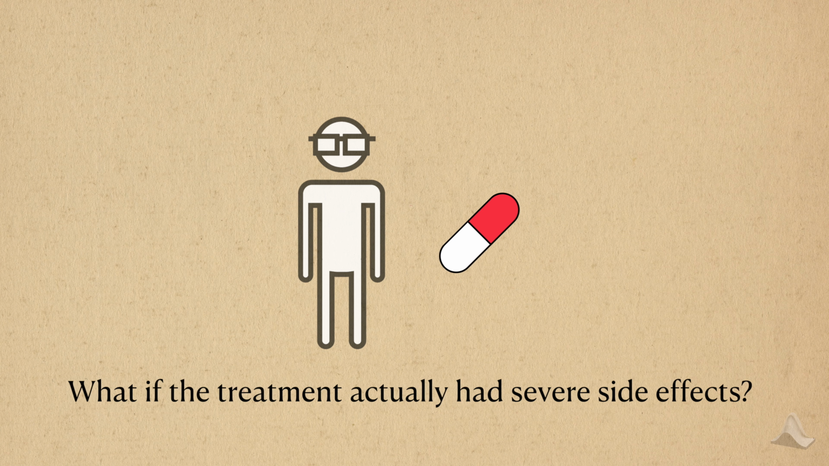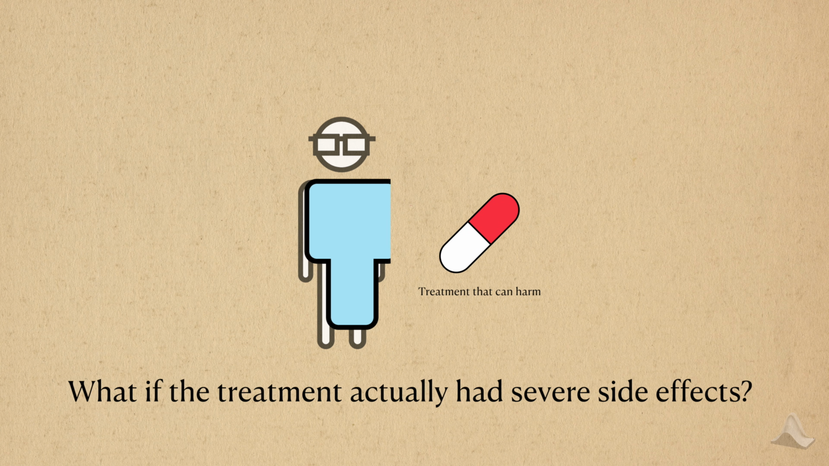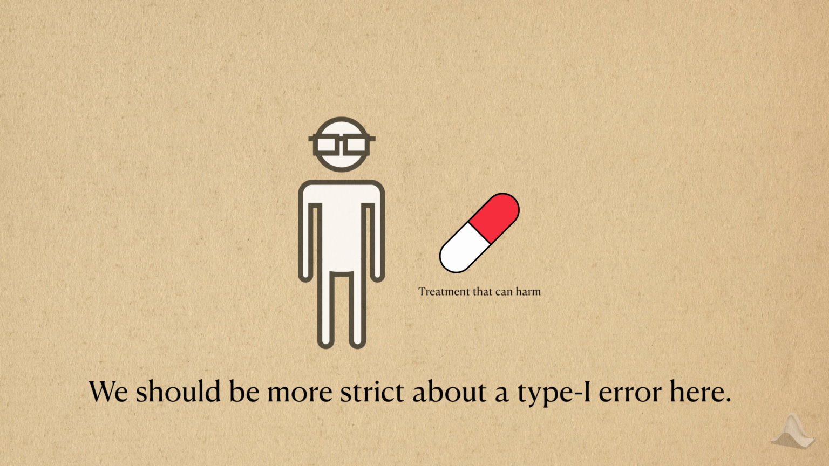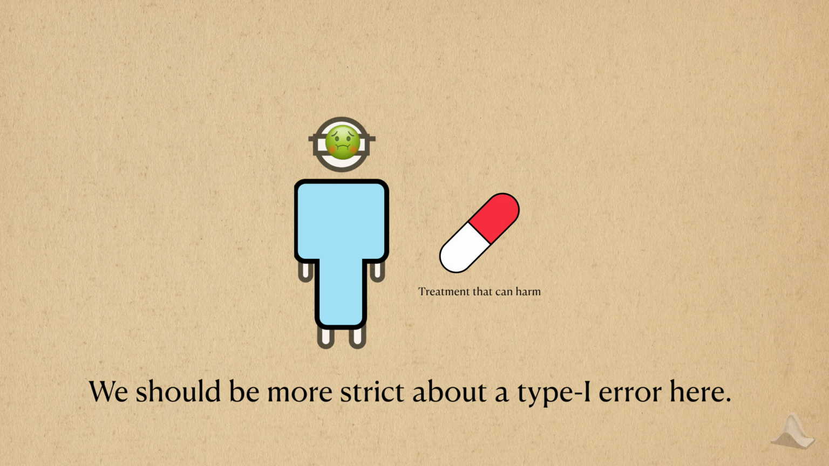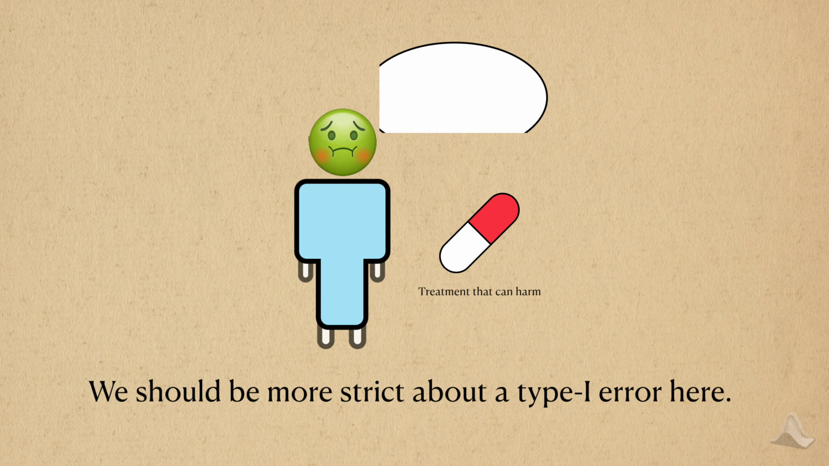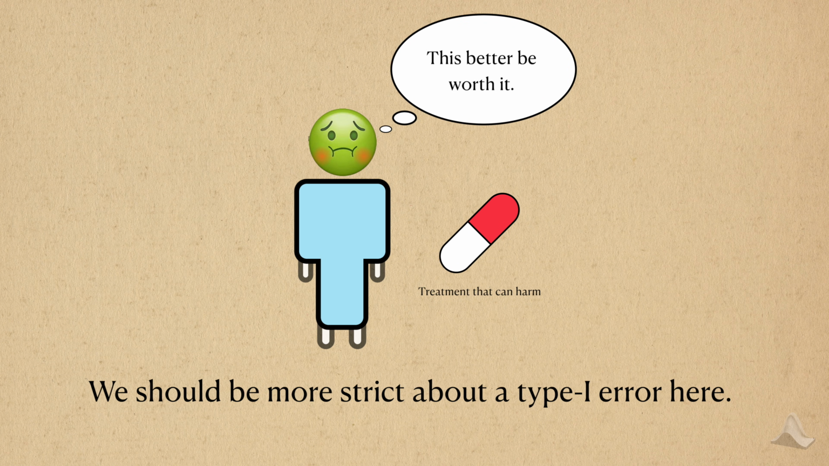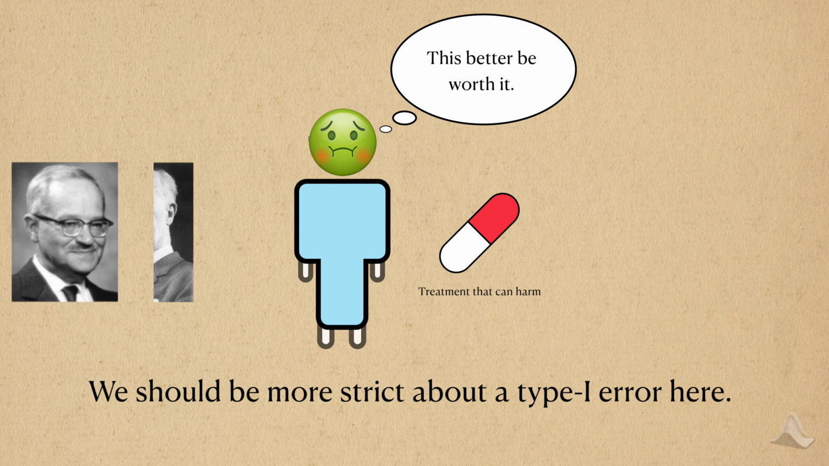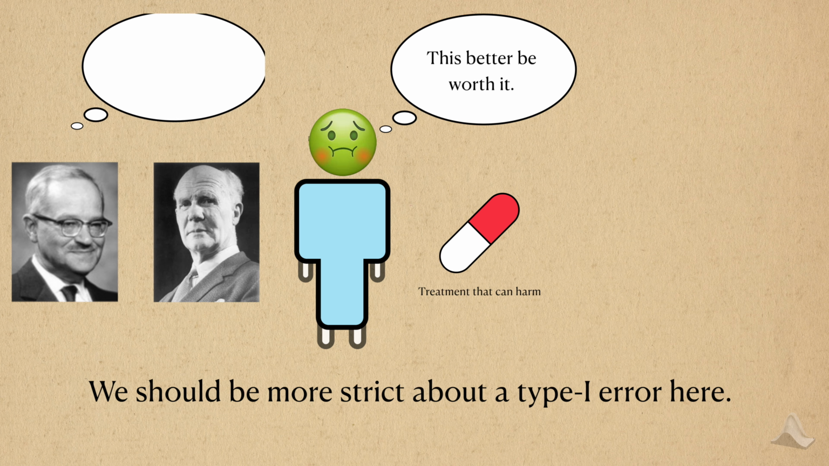But what if our new medicine actually had severe side effects? Severe enough to actually hospitalize you? We shouldn't be so relaxed about accepting a type 1 error. If we're actually going to give this to people and subject them to severe side effects, then we'll want to be really sure that we're not committing a type 1 error. Neyman and Pearson's error control approach allows us to consider this when we do a hypothesis test.